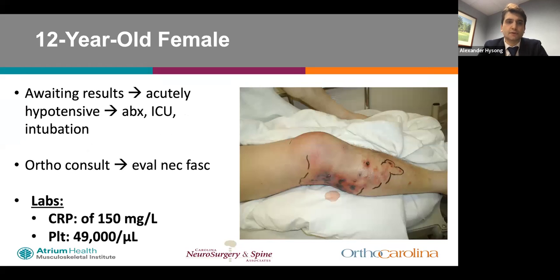While awaiting results for her labs, she actually became acutely hypotensive. Supportive measures were initiated. Antibiotics were given. She was taken to the ICU and ultimately was intubated for management. Her rash continued to worsen throughout the course of all these changes. Orthopedics was consulted at this time to evaluate and rule out necrotizing fasciitis. And notable labs at this time were CRP elevated at 150 and platelet count or thrombocytopenia at 49,000, and the LRINEC score, with our labs, would be 15.